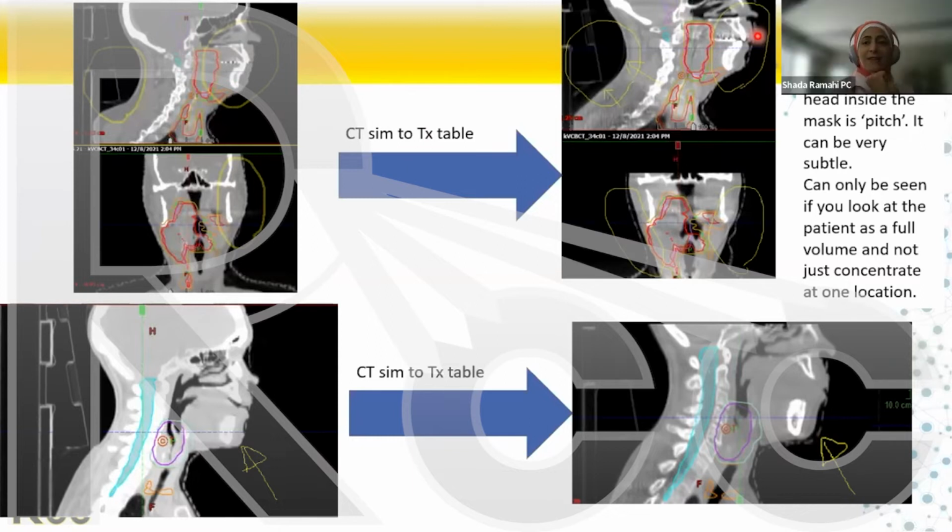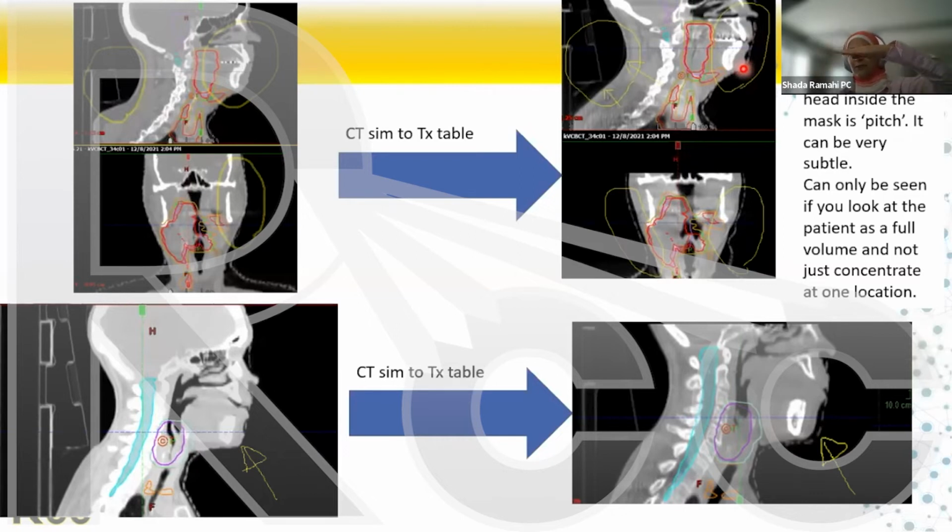Your couch can do a pitch. And if pitch is the only problem we have, then that's fine. But sometimes you have pitch and you have other rotations. Again, your couch can do pitch, roll, and rotation, but it cannot do deformation. Yani, it can pitch, it can rotate the entire patient like this, but it cannot do pitch just for one part. So if the entire head with the neck has this pitch rotation, the couch can do that.